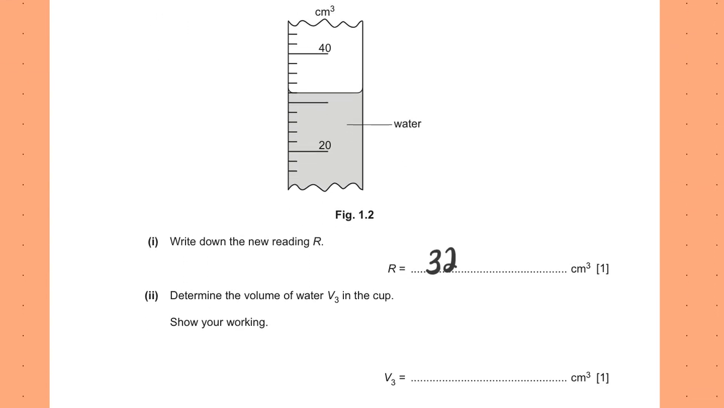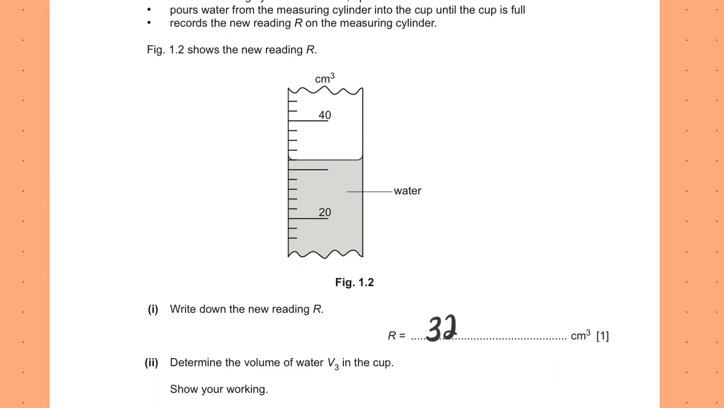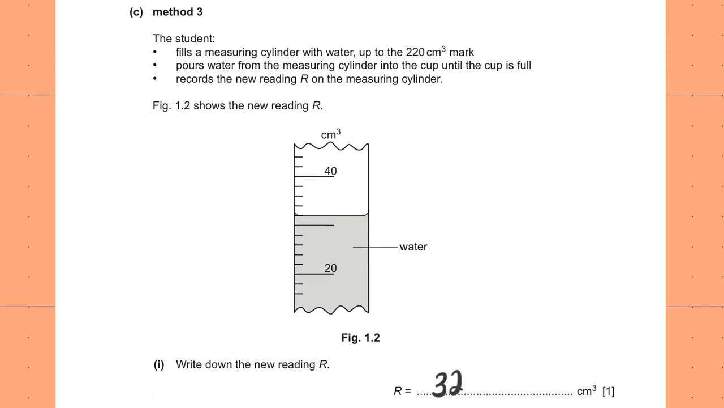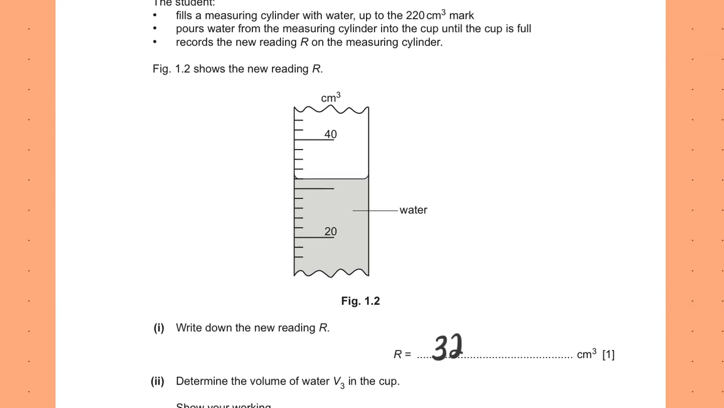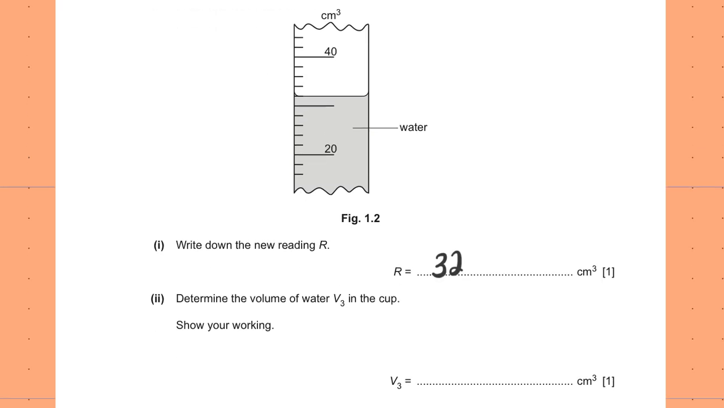Determine the volume of water V3 in the cup showing your working. So 32 is the new value, right? And first it was filled up to 220, and then you pour water from the measuring cylinder until the cup is full. So 220 cm cube was what it was already filled with, and after pouring you're left with 32. So 220 minus 32 is what we're looking for here, which is 188 cm cube.